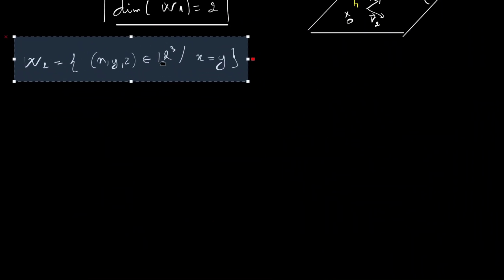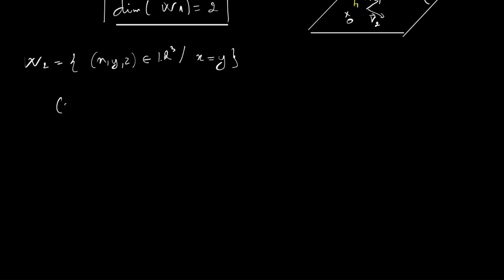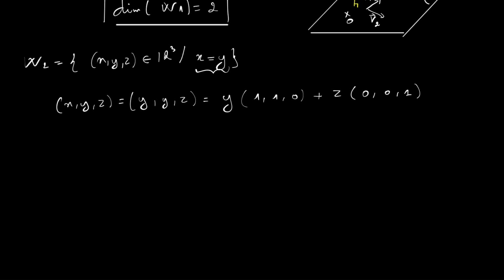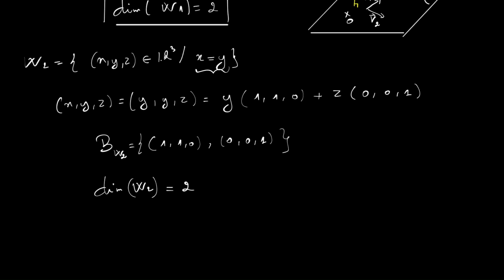W2. We take a general vector x, y, and z. Since x equals y, we can write this. Then we separate the variables and we write. So the vectors 1, 1, 0 and 0, 0, 1 are linearly independent and span W2. They form a basis for W2. And the dimension of W2 is also equal to 2.